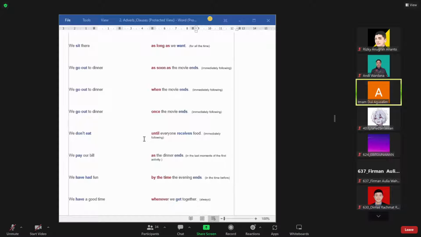Okay, so this is a part of the adverb clause. Remember that when we are talking about clauses, we always use conjunctions. The conjunctions like this are once, until, by the time, and so on. So the conjunction is always used to connect the independent and dependent clauses.